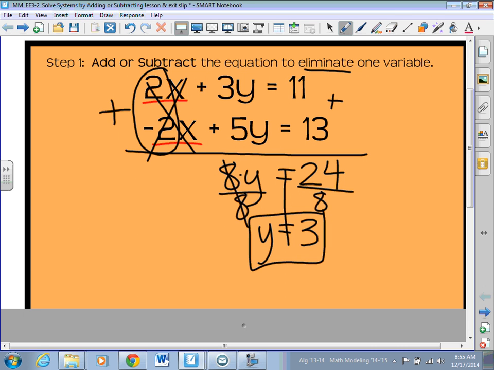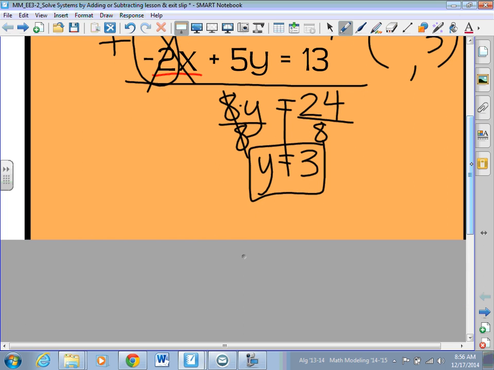Once again, when we're solving, we're still looking for that point. We're still looking for the x comma y. So I'm going to write my answer up here. I just found my y value. It was as easy as that. I added my two equations together. The x's went away. And now I have y equals 3. Now I just have to find my x value.